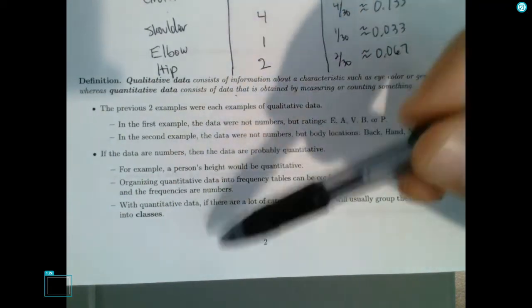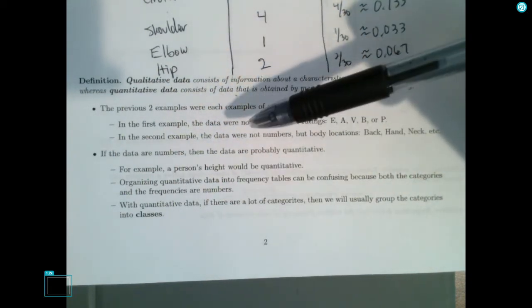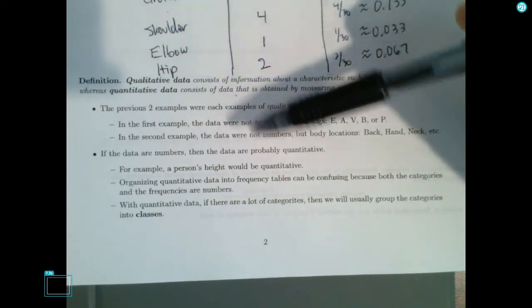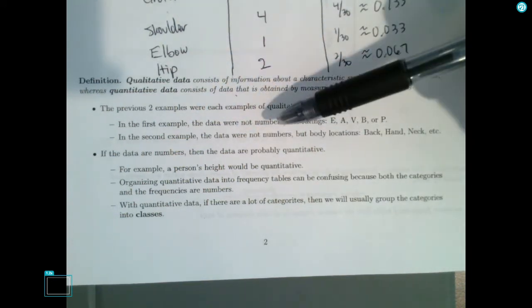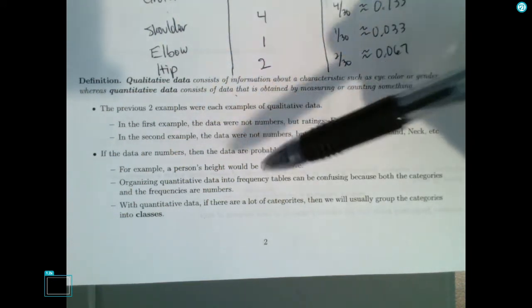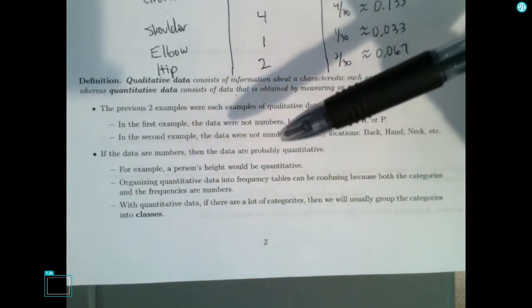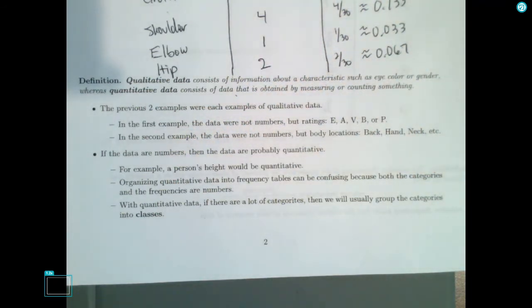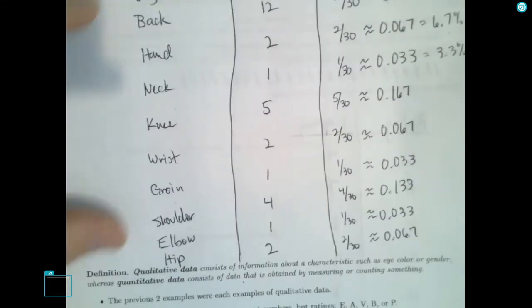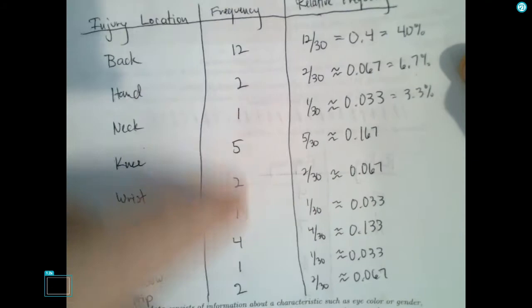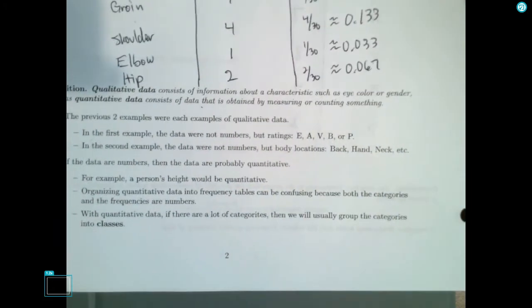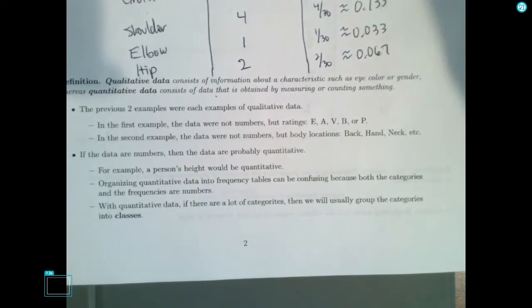So in the last two examples we saw, we were organizing qualitative data into frequency and relative frequency tables. Organizing quantitative data into frequency and relative frequency tables can be a little bit more confusing because with qualitative data, the categories were just words and the counts were numbers. With quantitative data, the categories are going to be numbers and the counts are also going to be numbers. And so it's easy to confuse yourself. So we'll try not to do that as we look at a couple of examples.